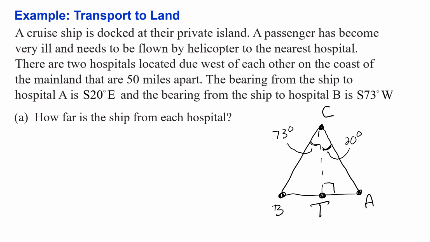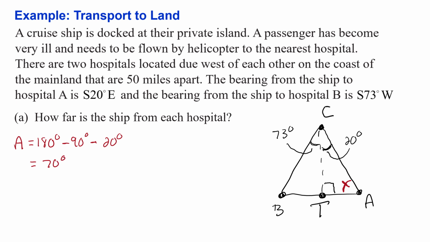Now, since the bearing from the ship to the hospital A is south 20 degrees east, then angle TCA is 20 degrees. And similarly, since the bearing from the ship to hospital B is south 73 degrees west, then angle TCB is 73 degrees. Well, let's find angles A, B, and C. Now, angle A is inside of triangle ATC. Angle ATC is 90 degrees and angle TCA is 20 degrees. Therefore, angle TAC, which is our angle A, will be 180 degrees minus 90 degrees minus 20 degrees, which is 70 degrees.